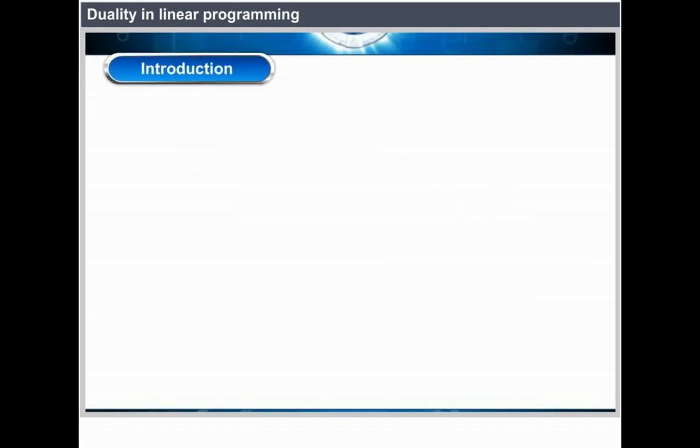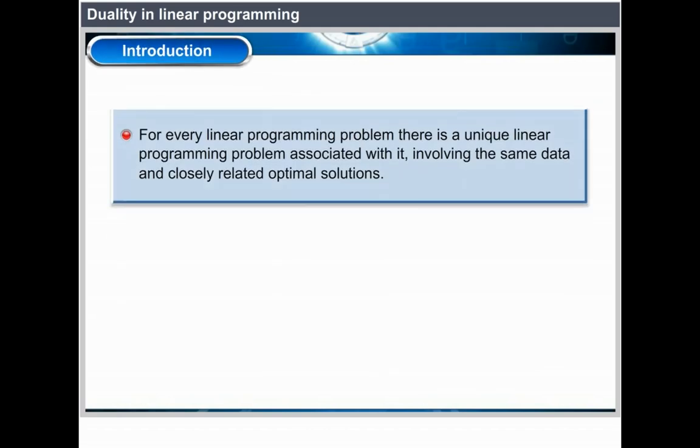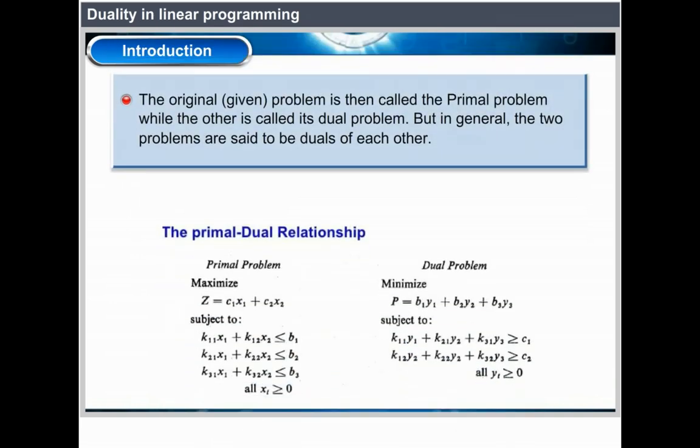linear programming, introduction. For every linear programming problem, there is a unique linear programming problem associated with it, involving the same data and closely related optimal solutions. The original given problem is then called the primal problem, while the other is called its dual problem. But in general, the two problems are said to be duals of each other.